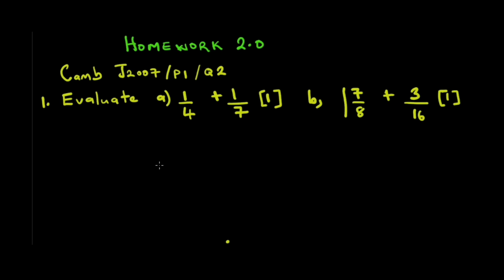Homework 2.0, number 1, taken from Cambridge, June 2007, paper 1. So 1a says evaluate 1 over 4 plus 1 over 7. What we are doing here is, we will say 1 over 4 plus 1 over 7. Then we need a common denominator.